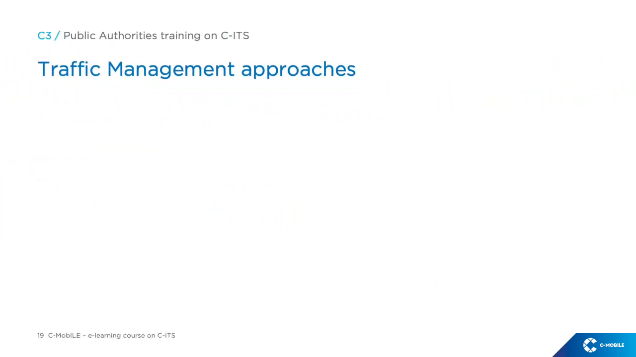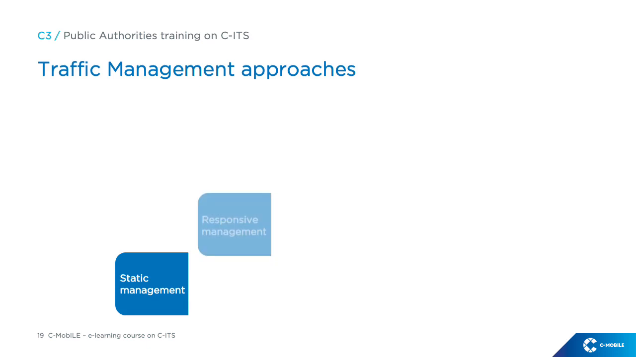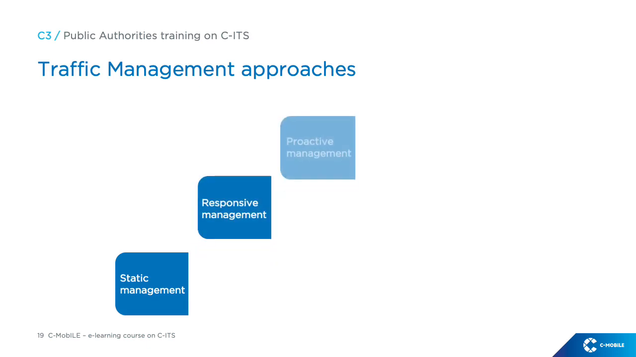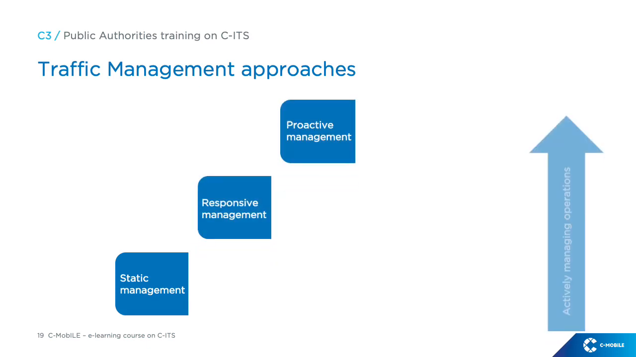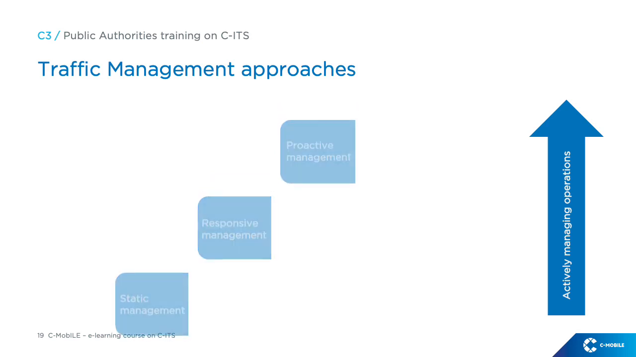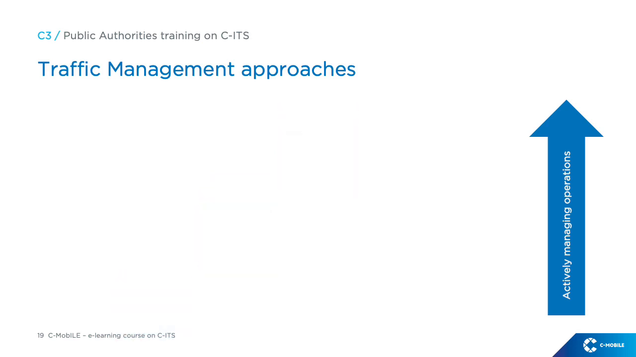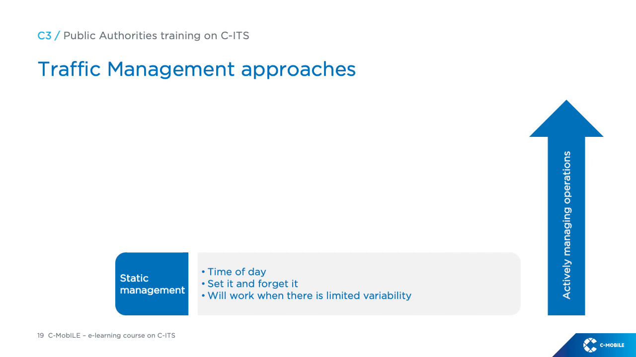There are three main approaches that can be adopted in traffic management: a static, a responsive, and a proactive management of the traffic. These three approaches escalate from the least to the most complex one in terms of actively managing operations and respective risks. More specifically, a static management of traffic is applied with regards to the time of day, and measures are set, since variability in the condition of the network is limited.